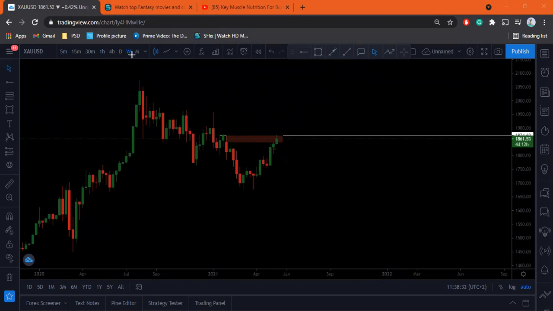But a bearish candle on the lower time frame? No, on the weekly time frame. This is the weekly time frame. Okay, gotcha.